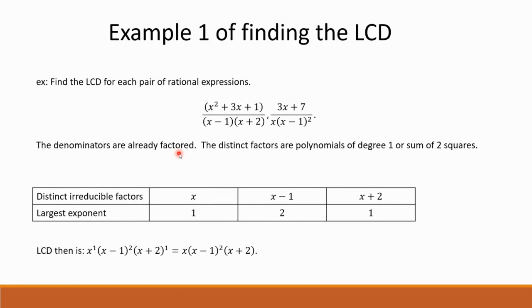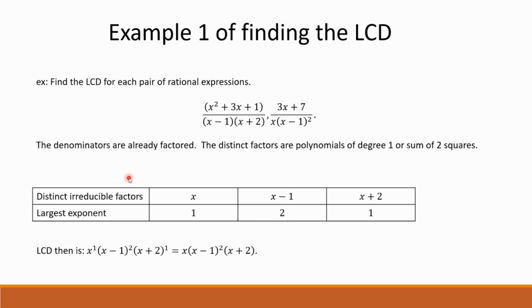So let's say we have this pair. We're not actually going to add or subtract. All I want to do here is find the LCD. And here it's a little bit easier because the denominators are already factored. Okay, all right, that's cool. So what do we do? Well, x minus 1, that's an irreducible factor. When I say irreducible, I just mean you can't factor it down any further. That's all we mean. You can't break it down any further.